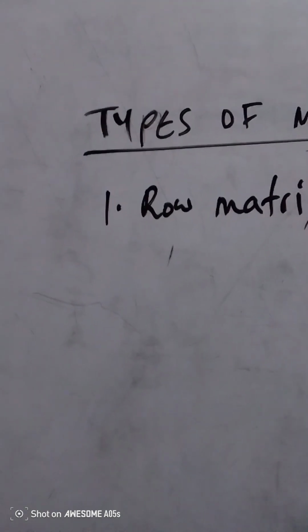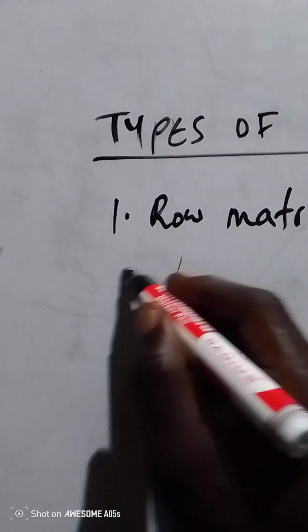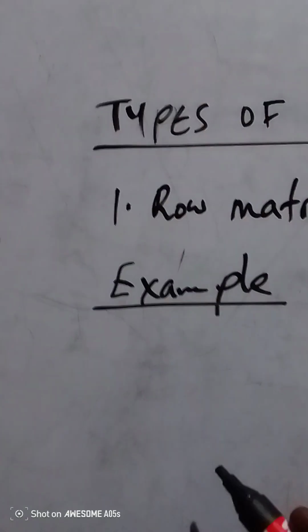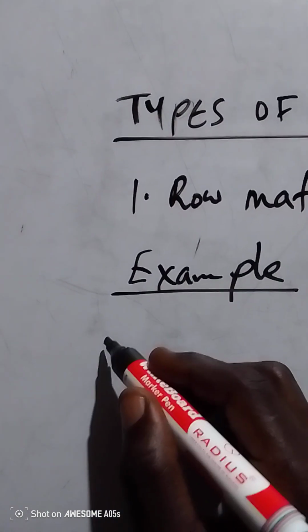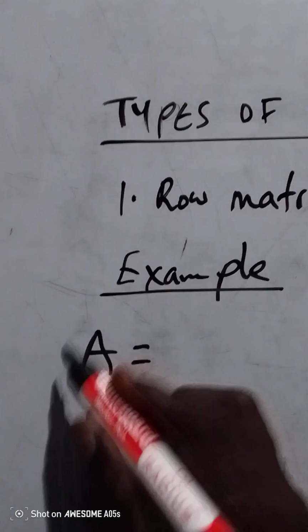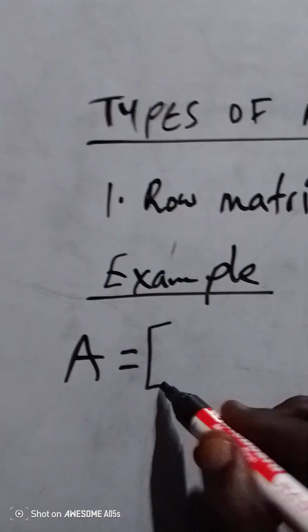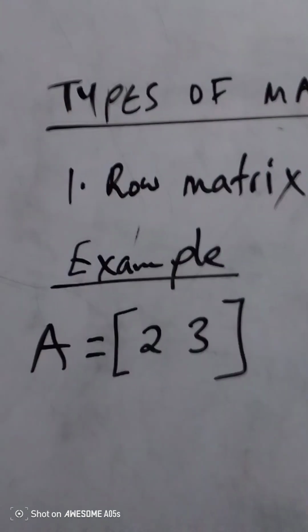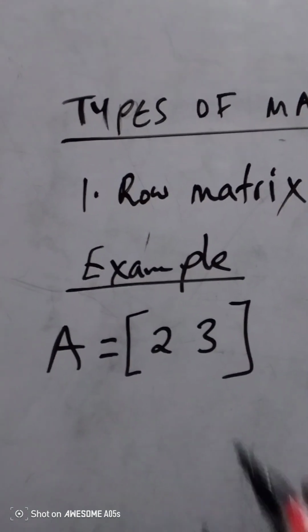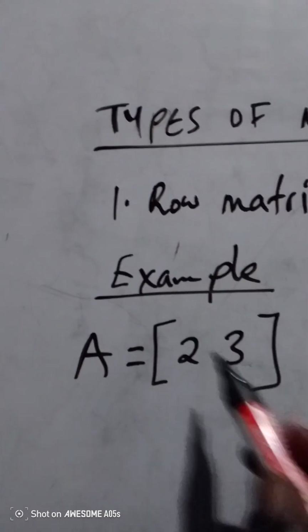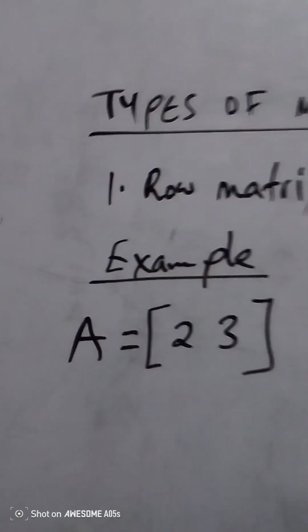I can give an example of a row matrix. Maybe we say matrix A. We know that matrices are represented by a capital letter. So if this is like this, we can call it a row matrix. Why are we calling it a row matrix? Because we have got only one row and we have got 2 columns.